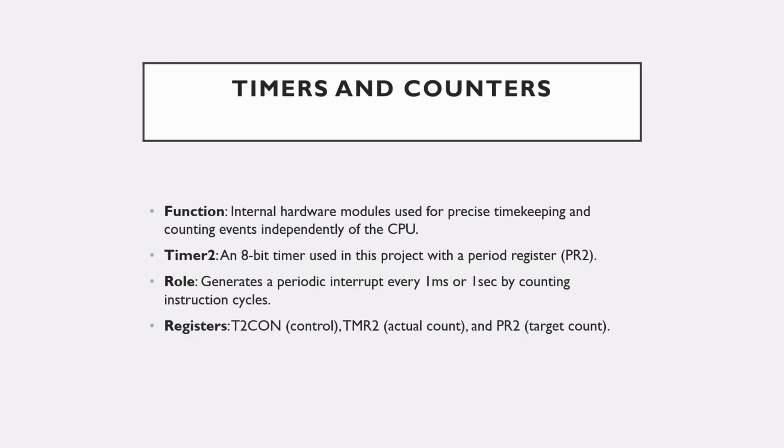Next is timers and counters. Timers are internal hardware modules used for accurate timekeeping. In this project, timer 2 is configured to generate periodic interrupts. It operates in registers like T2CON, TMR2 and PR2 to maintain precise timing.